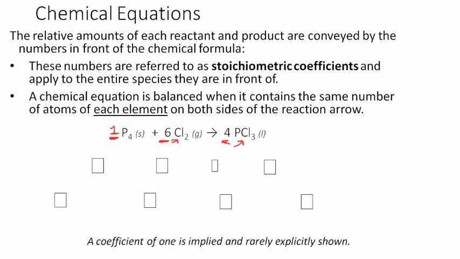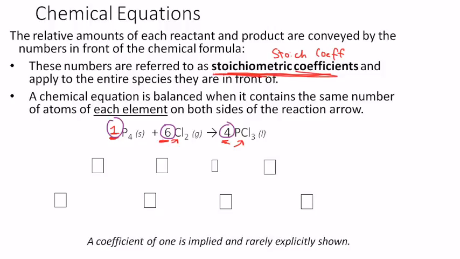Those big numbers to the left of the reactant or product are called stoichiometric coefficients. It is a big word. I abbreviate it stoich-coef. So the stoichiometric coefficients are 1, 6, and 4.